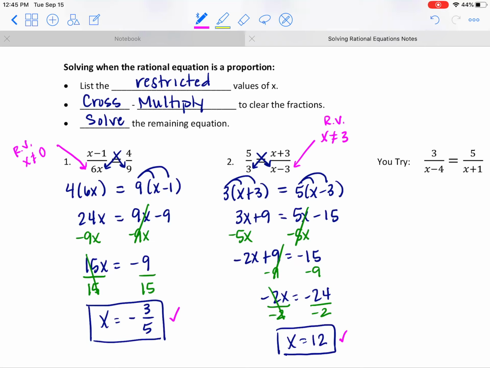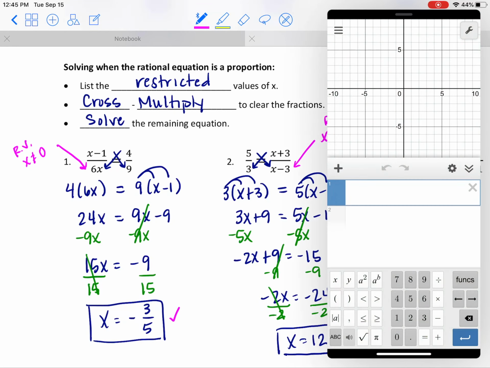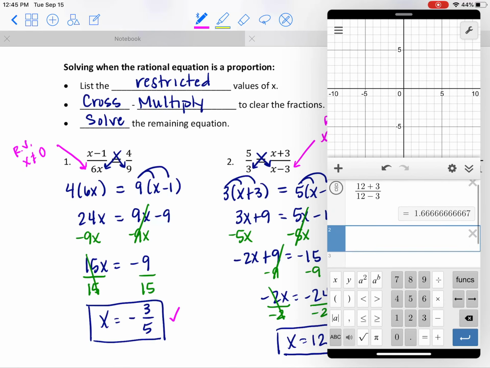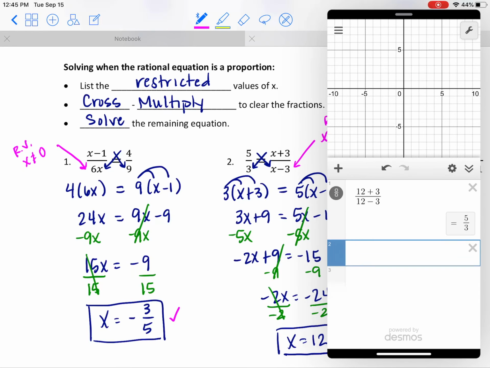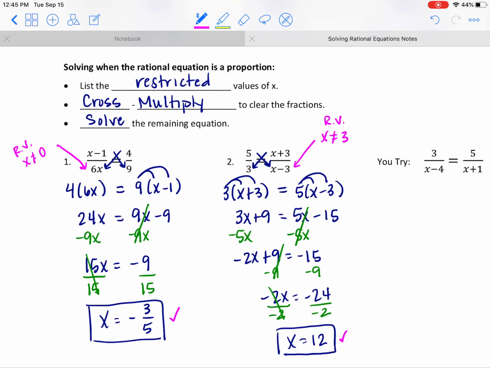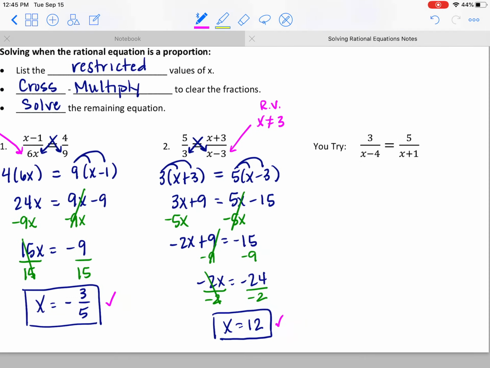Okay, and I wouldn't do this every time, but if you want to verify your work, remember how to check a solution to an equation, you plug it in, right? So we have 5/3 on one side, and on the other side, 12 plus 3 over 12 minus 3. If I plug that x in, I should get 5/3 again. Let me hit my little fraction button, and there it is, 5/3. So you can always check your work by plugging that answer back in.